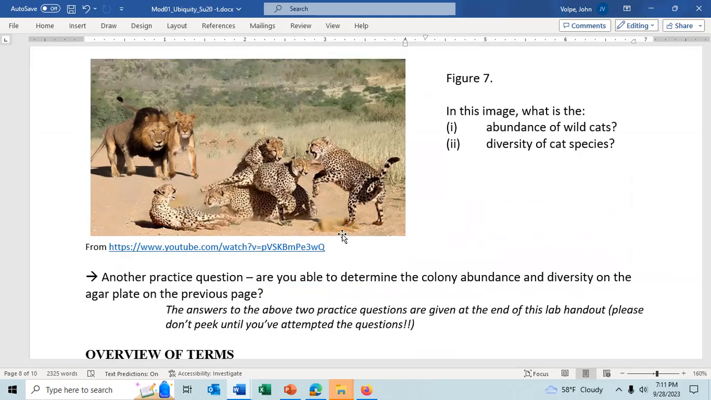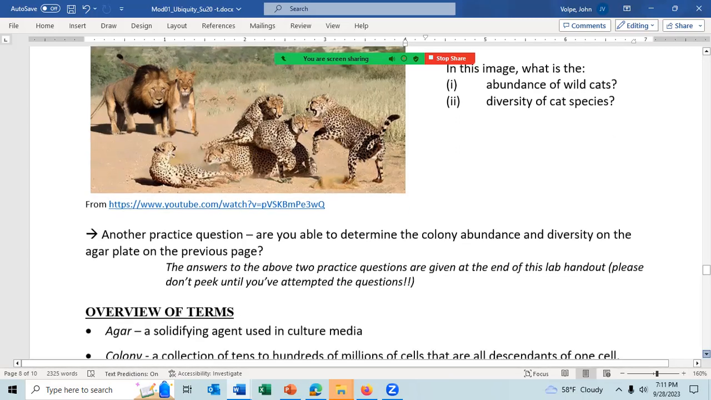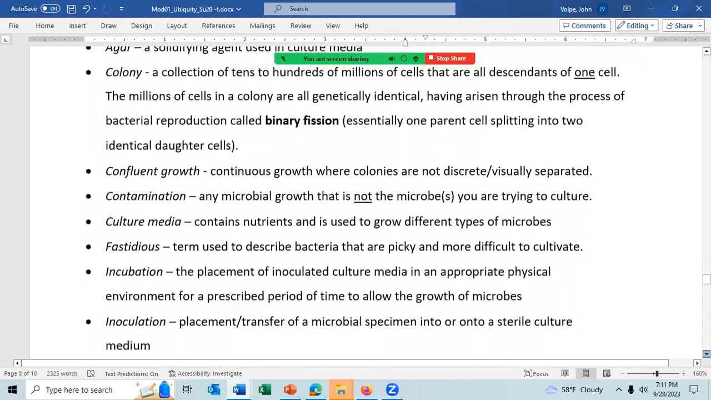Okay, think about it. And then you can also think about what is the diversity of the cat species in this picture. And since nobody's going to answer, I'm not going to tell you whether they're right or not. All right, so know the terms of this lab.